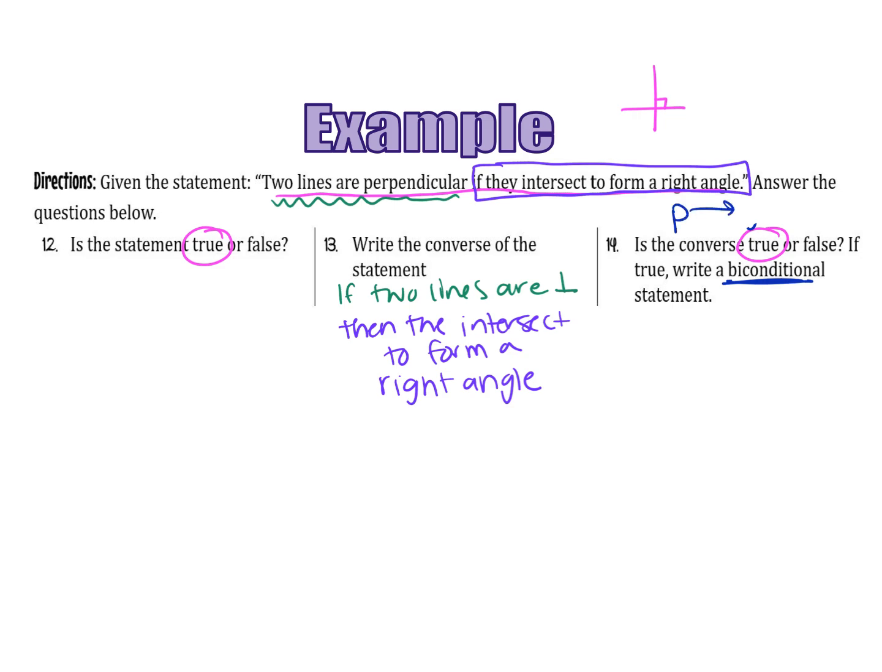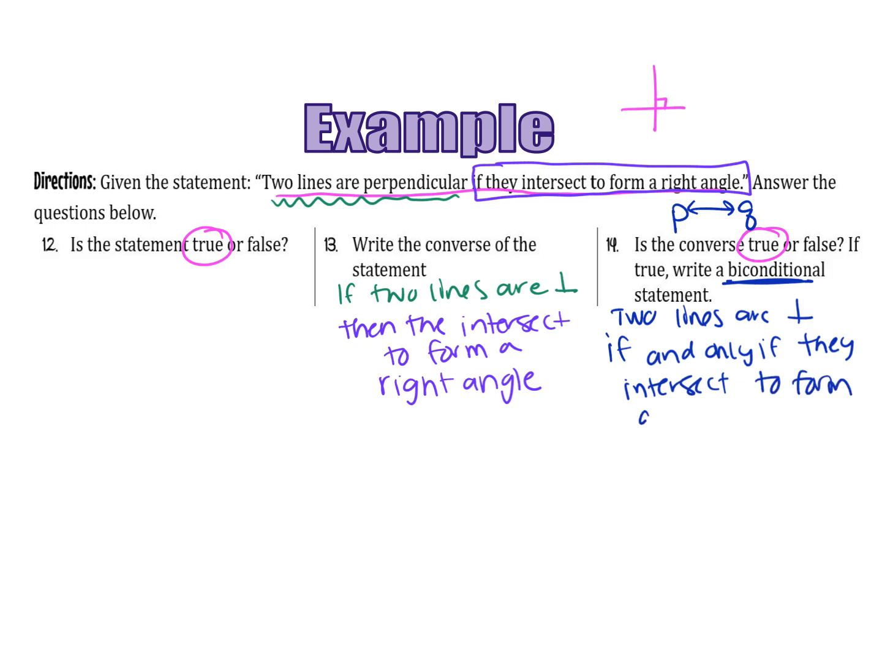And what that means is either direction implies the other. If you know it forms a right angle, then you know the segments are perpendicular. If they're perpendicular, then you know it forms a right angle. So we're going to rewrite this using that biconditional form. So I'm going to write two lines are perpendicular if and only if they intersect to form a right angle. So biconditional means both the original statement and its converse are true, so it's a two-way statement, if and only if.